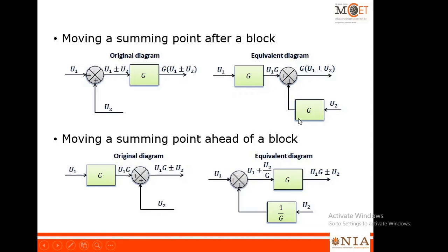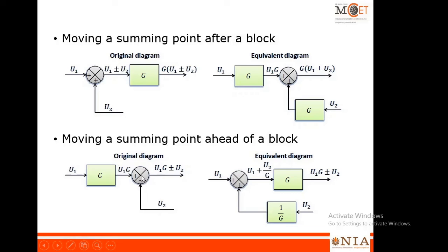So this change is required when you jump. That's the point actually. When you jump a block, then this particular wing has to be multiplied by G. This is about moving a summing point towards the right of a block.